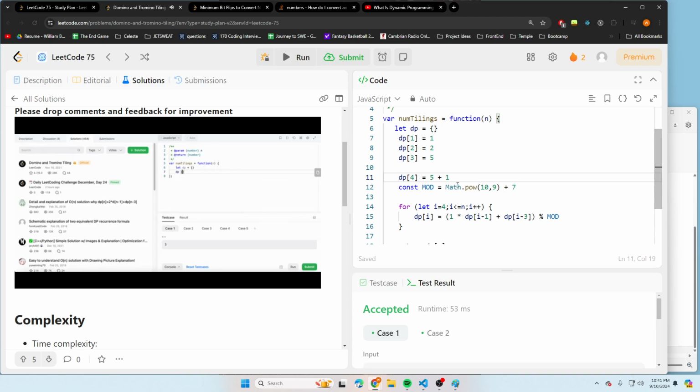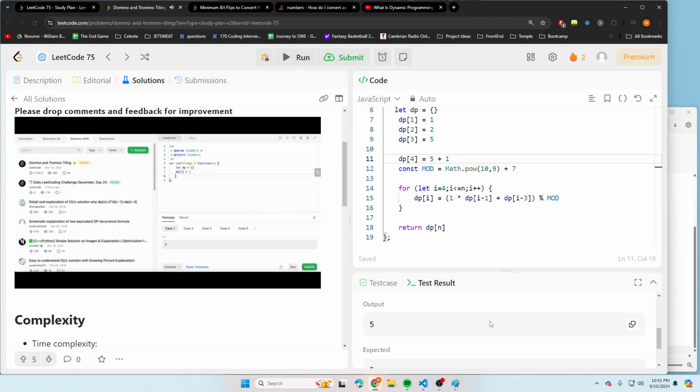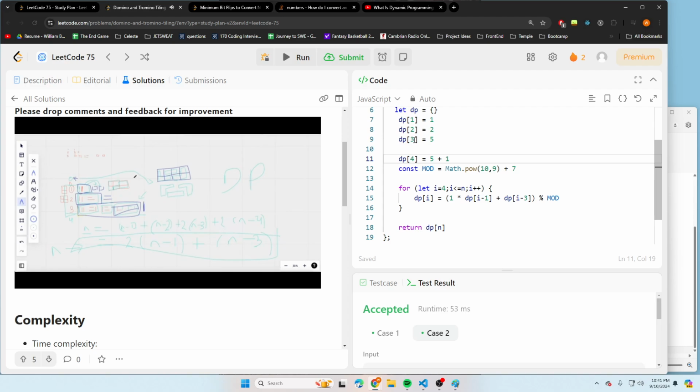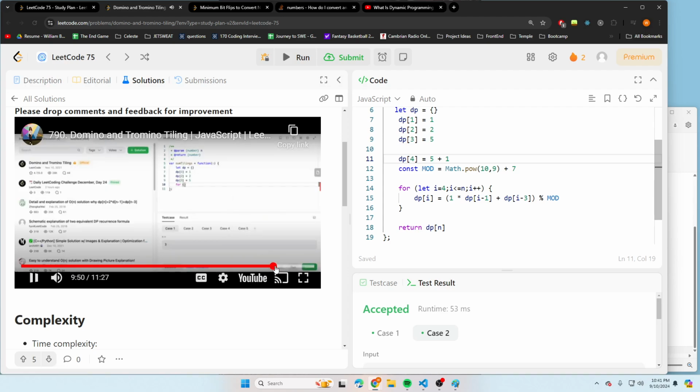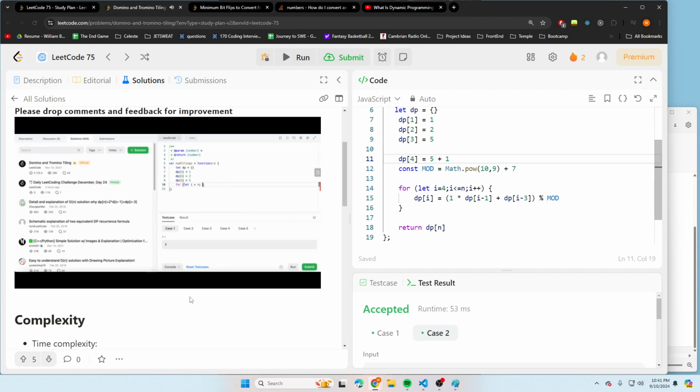So this is the map, and then I set the values: dp of 1 equals 1, dp of 2 equals 2, and dp of 3 equals 5. From this solution, we know that it is equal to 5. From i equals 4, i is less than or equal to n, and i plus plus. Why n? Because we are starting from dp index 0, that is why we need to reach until n, because that is where dp of n will hold our final value.